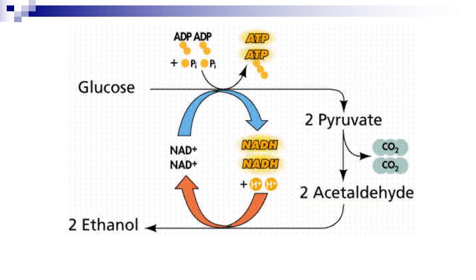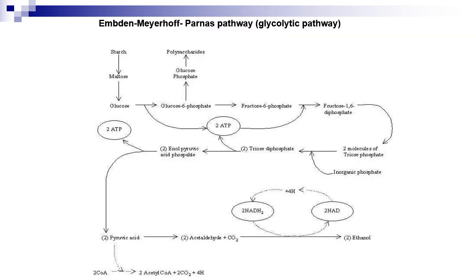Okay, this is a simple EMP pathway, where from glucose we produce 2 ATP and 2 pyruvate and 2 acetaldehyde before we turn into 2 ethanol. This is the Embden-Meyerhof-Parnas pathway or glycolytic pathway.